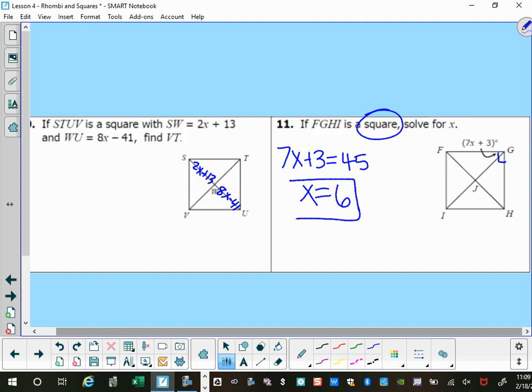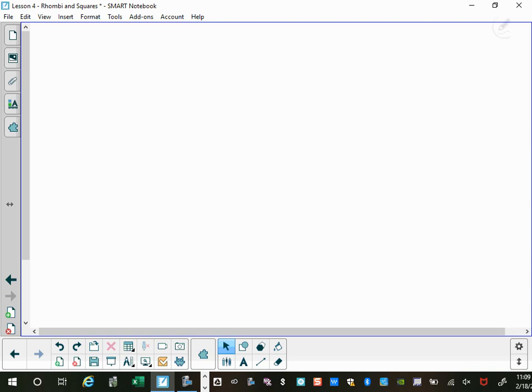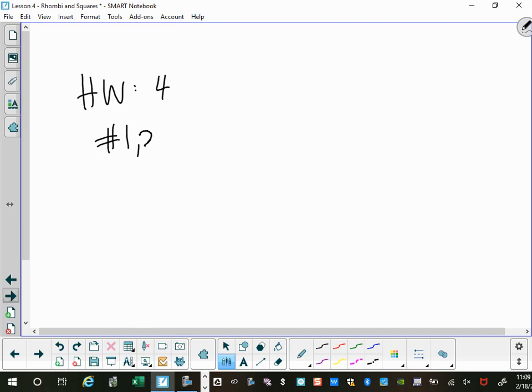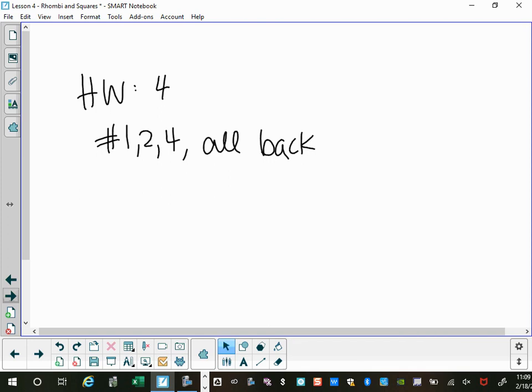Does this make sense what we did for squares? Okay, so your homework. Your homework is homework 4, rhombi and squares, and you were doing numbers 1, 2, 4, and all of the back. So make sure you write that down at the top of your homework. 1, 2, and 4, and all of the back.